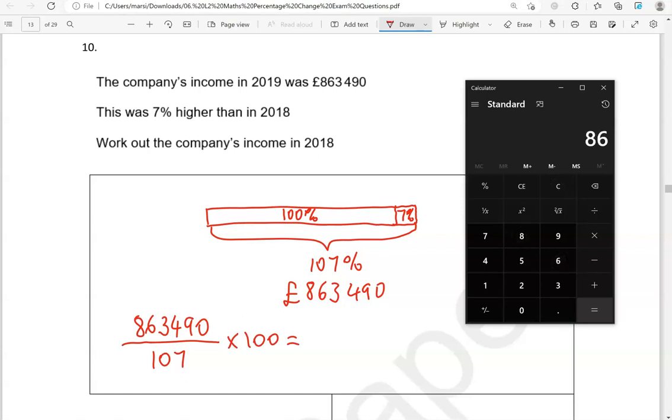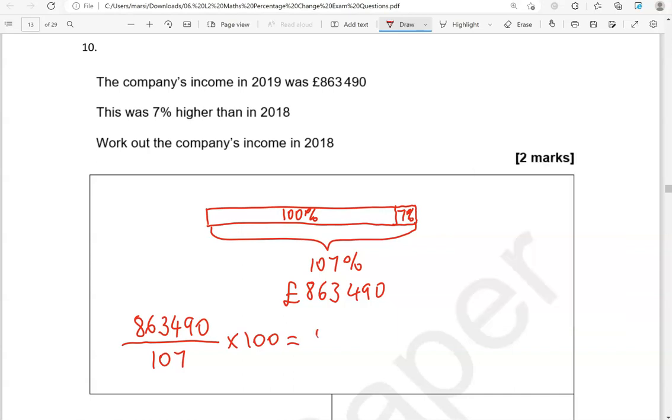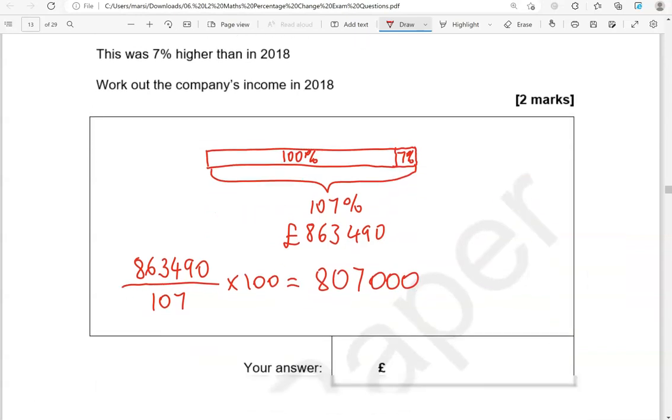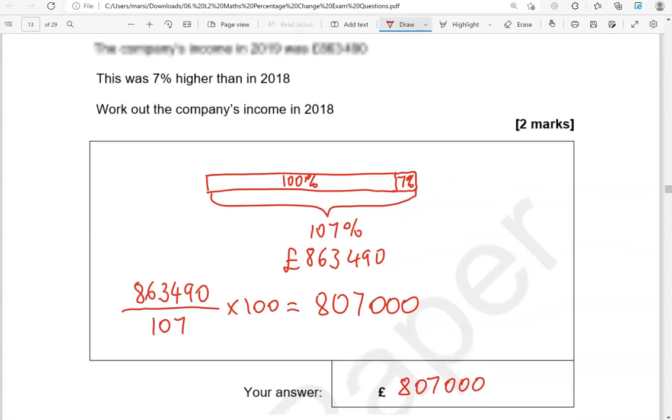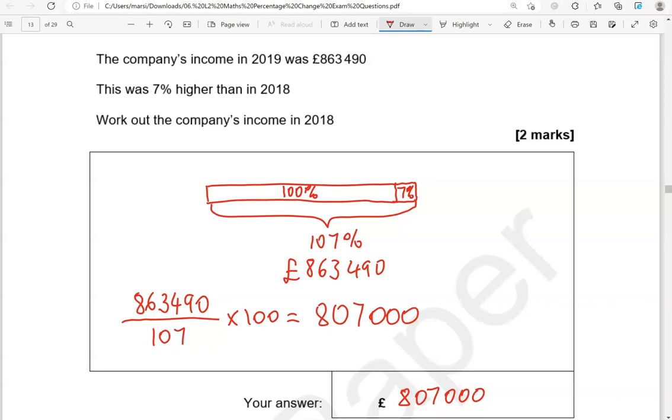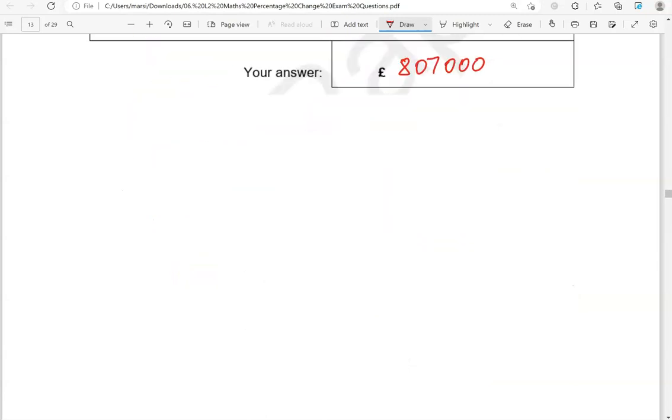So 863,490 divided by 107 gives us the 1% amount, which is 8,070. Now multiplied by 100 gives us 807,000. If you want to double check, you can reverse the process. Now you have the 2018 amount, work out 7%, add it on top. Does that amount to the 2019 amount? And it should.